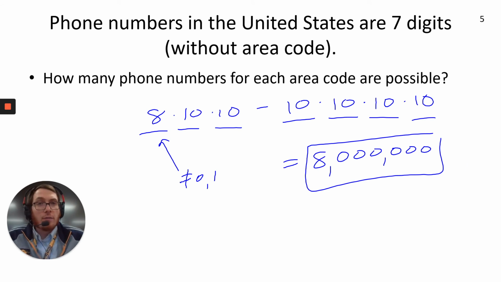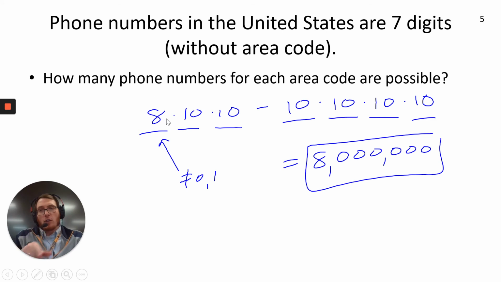The next question deals with phone numbers. We're not looking at area codes right now, so phone numbers in the U.S. are 7 digits long. How many different phone numbers are possible? Well, there's 10 digits. Remember, don't forget to include 0. So 0 and then 1 through 9, there's 10 digits. So each spot should have 10 options. That's what this is saying. 10 times 10 times 10 times 10, because you could be any of those numbers.